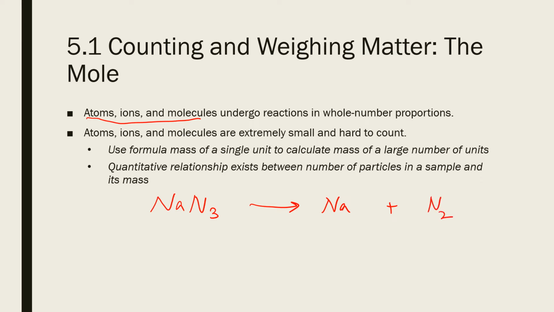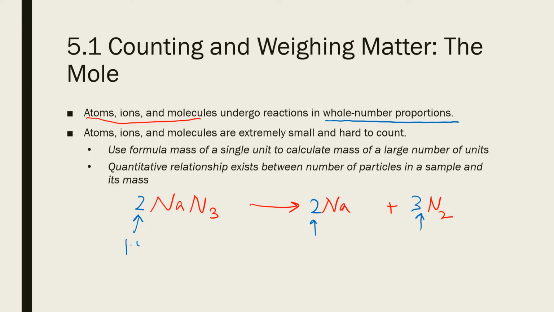So in this reaction, this number 2 represents that there are two molecules of sodium azide that react to form two molecules of sodium and three molecules of nitrogen. So in other words, the number of molecules which participate and are formed in the reaction are in whole number proportion. What I mean by that is that it's never going to be a fraction.